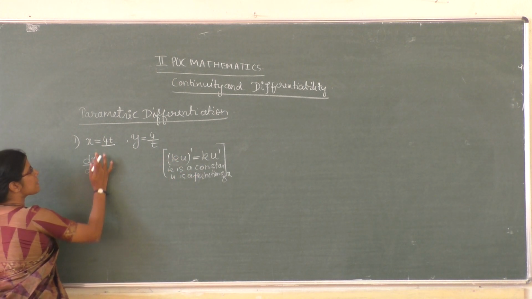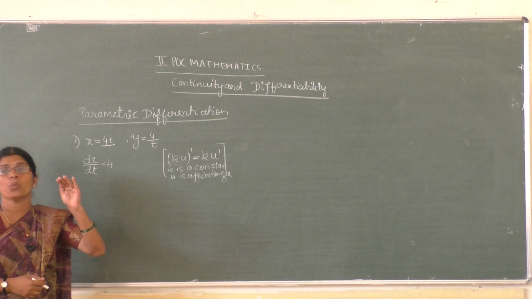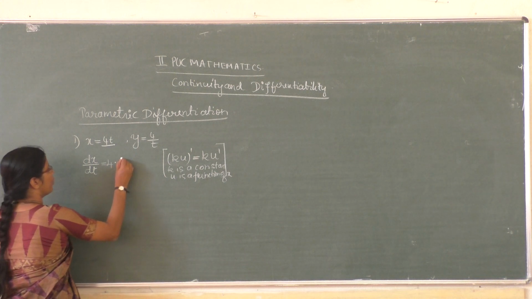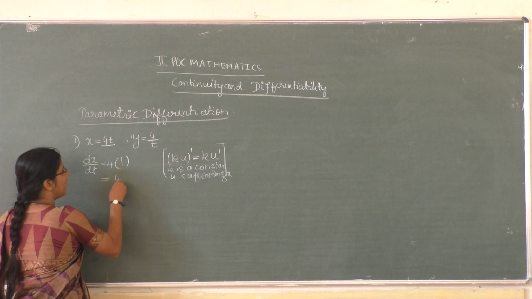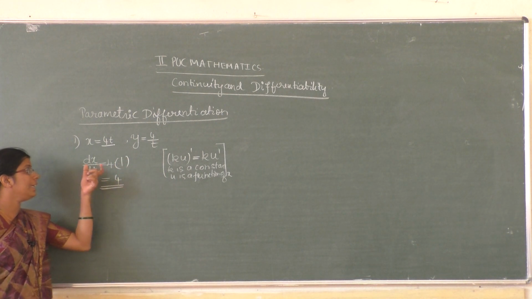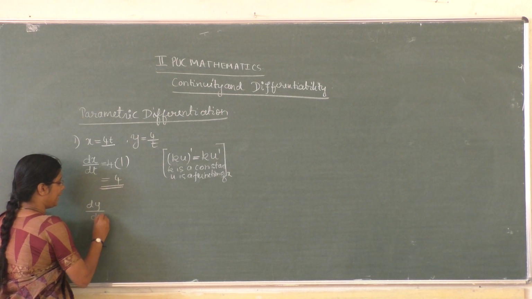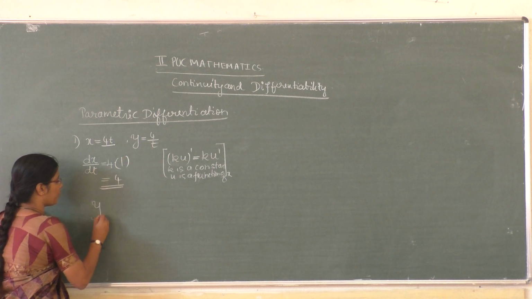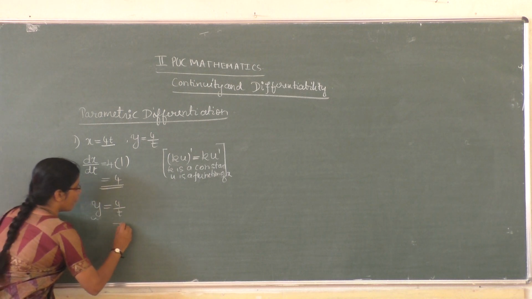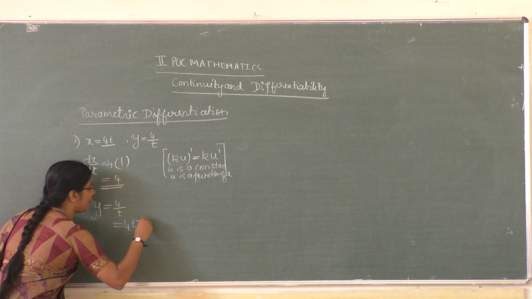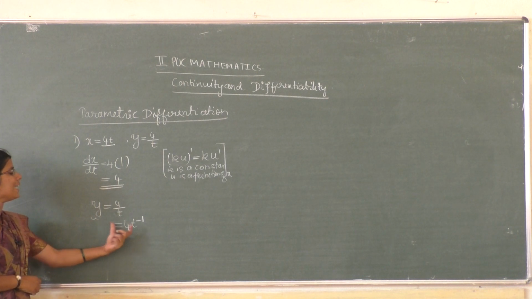So here dx by dt: 4 is constant, then the derivative of t with respect to t is 1. So 4 into 1 equals 4. dx by dt is equal to 4. Now dy by dt, where y is equal to 4 by t. Here also 4 is a constant, and we write 1 by t as t to the power minus 1.